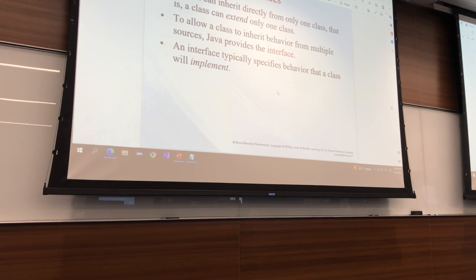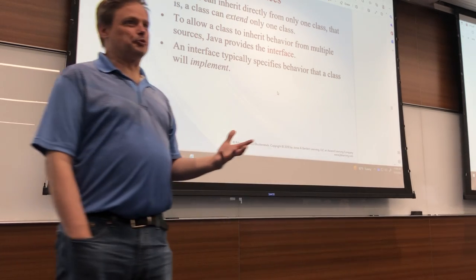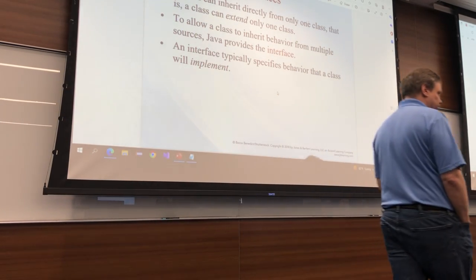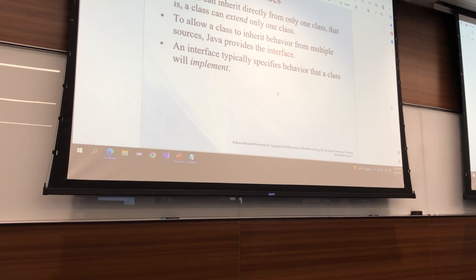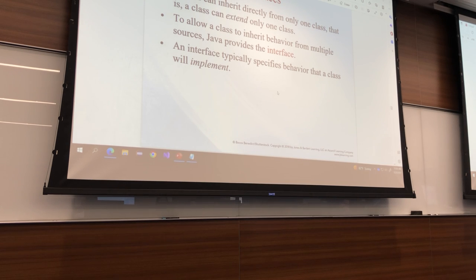What if I want to extend from multiple things? C++ allows you to extend from as many classes as you want, but that leads to all kinds of problems. Java fixed these problems by introducing interfaces, and that's what we're going to talk about. We're not going to talk about the C++ specifics that make it an absolute tragedy when you try to extend multiple classes. We're just going to talk about how Java does it. To allow a class to inherit behavior from multiple sources, Java provides what's called the interface. An interface typically specifies behavior that a class will implement. Notice that it only specifies behavior. It doesn't say how to actually do anything. It just specifies this behavior exists.